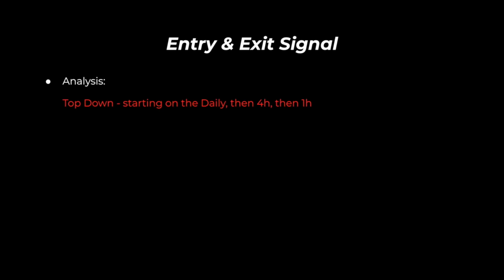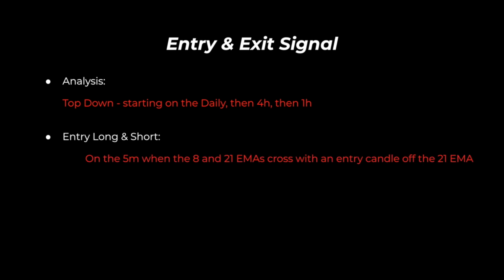Understand that, like I mentioned before, we're going to do top-down analysis, starting at the daily, then moving to the 4-hour and the 1-hour. The entry signal, long and short, is described as when the 5-minute 8 and 21 EMAs cross with an entry candle off the 21 EMA. We can take that a little bit deeper and say if we are already in that 5-minute upshift or downshift, if we're long or short, you can also trade that 2-candle or 3-candle reversal formation if it's coming off the 21 as a potential entry signal here.